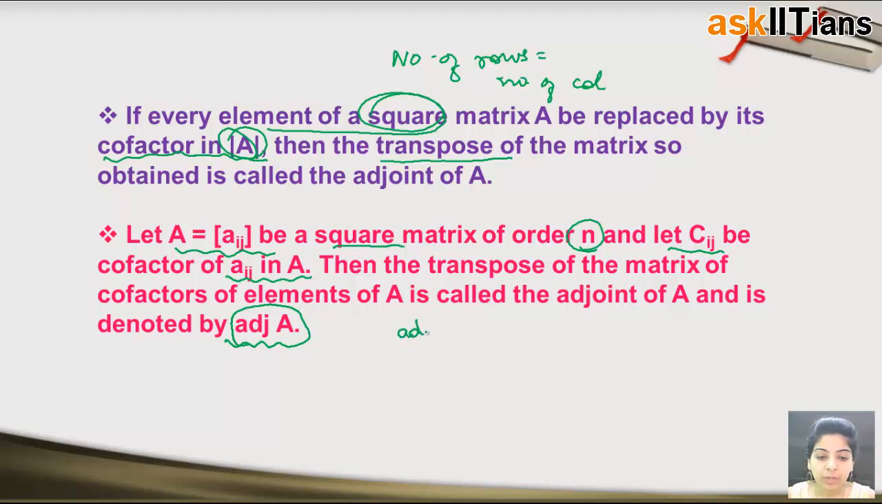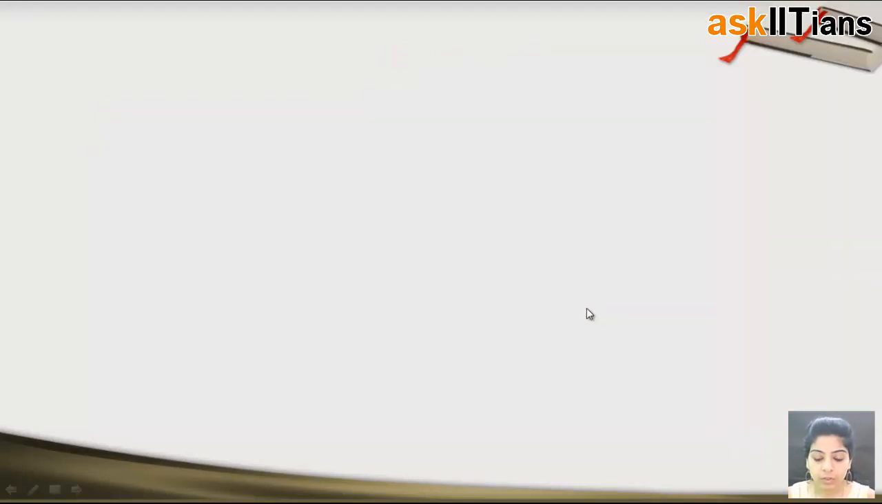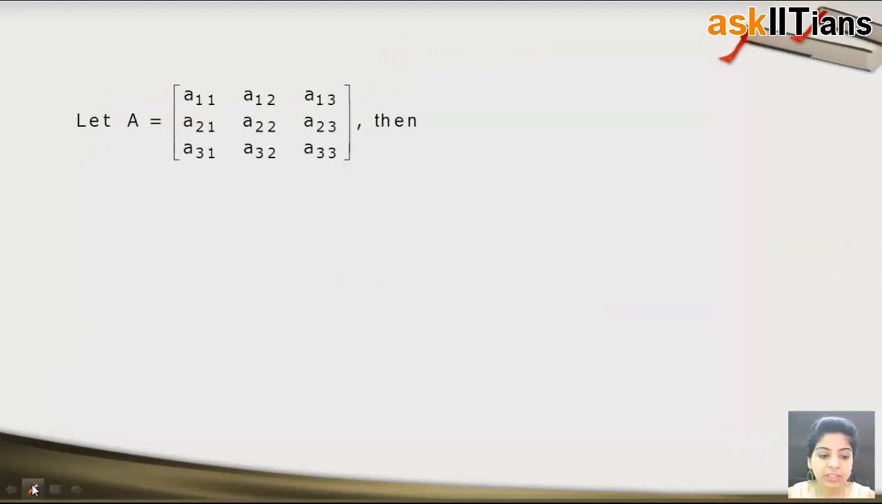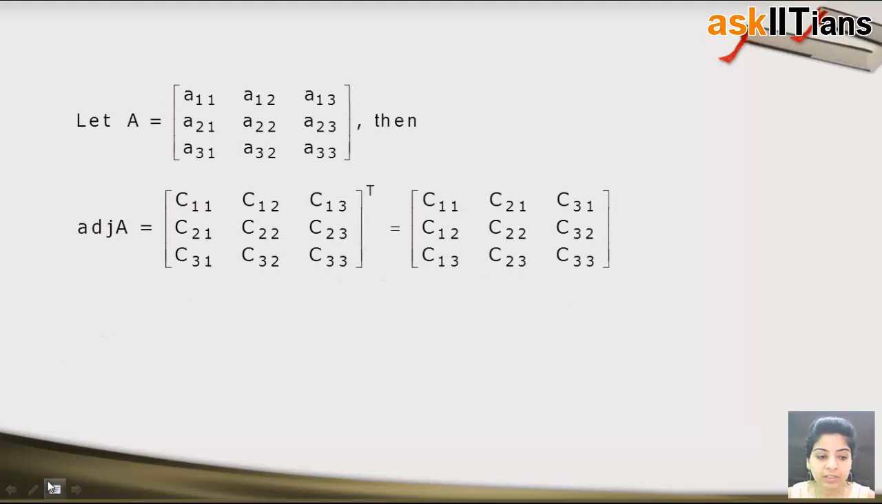You write the short form Adj and the matrix. Matrix is always denoted by capital letters. So we have Adj A, which denotes the adjoint of matrix A, right? Okay, so next, I'll show you what we really mean by this.